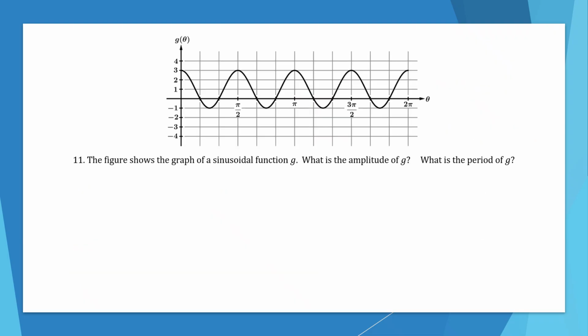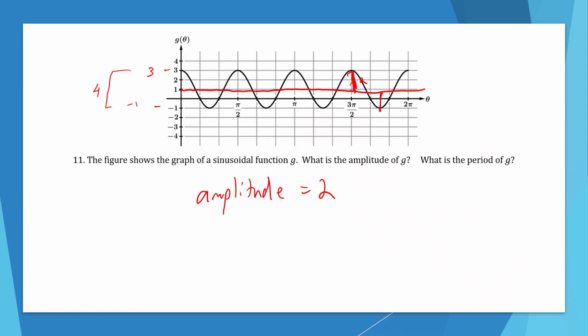All right, number 11, the figure shows the graph of a sinusoidal function g. What is the amplitude and period? So here, the first thing I'm going to do is look at the max, which is at 3, and the minimum is at -1. So this distance here is 4, making our amplitude half of that, which is going to be 2. So our amplitude equals 2. We can also see this by drawing our midline and then just counting the number of spaces. So here, 1, 2, 3. So this is a distance of 2 from the maximum to the midline, or from the minimum to the midline as well.